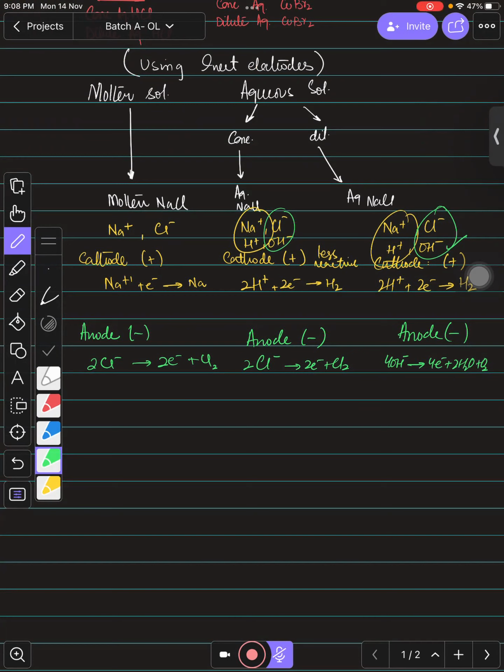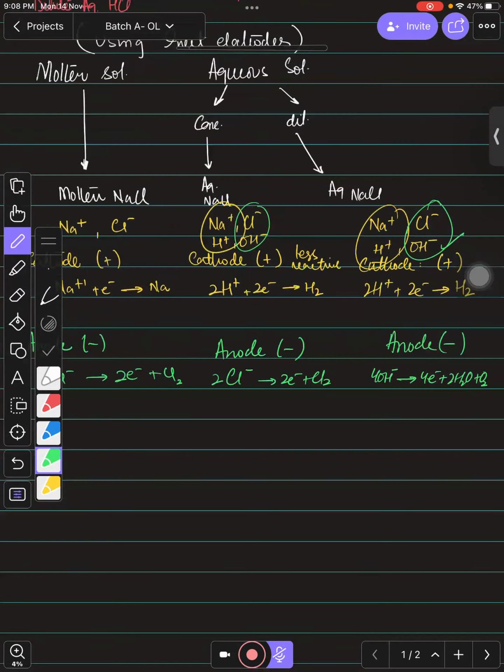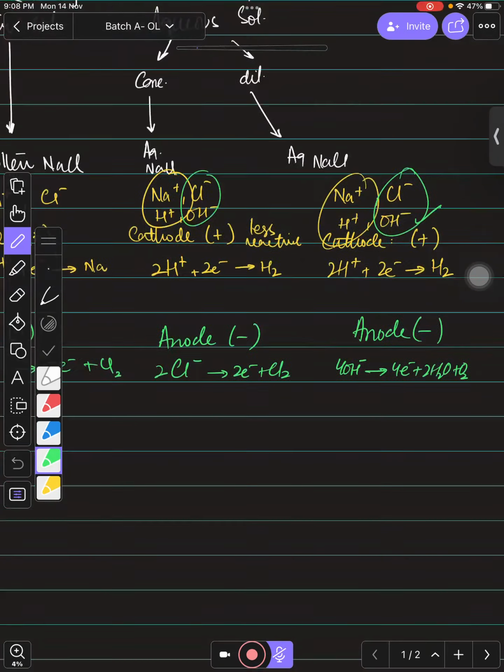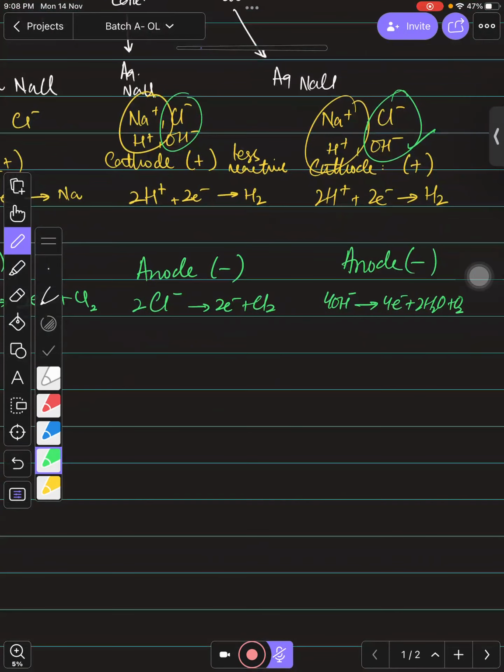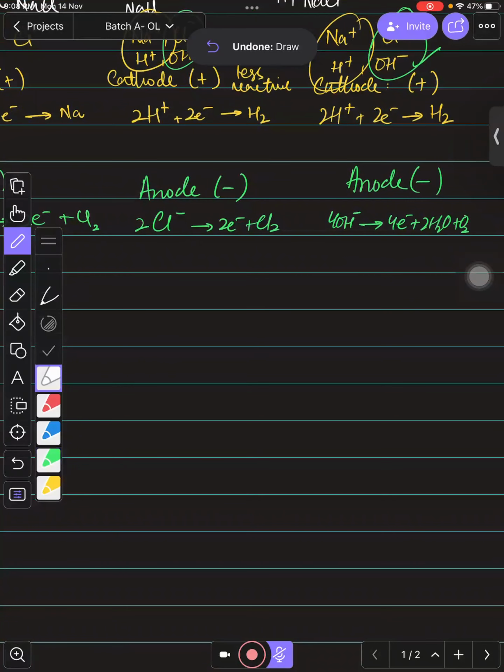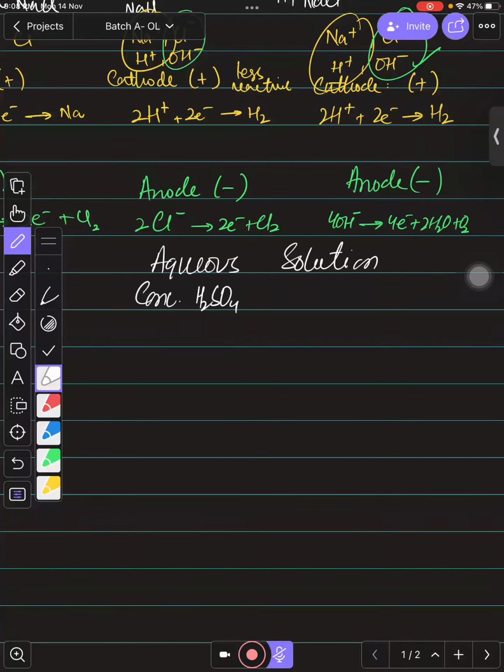Yes, sir. I just want to include one more thing over here in aqueous solutions. If I talk about an aqueous solution of sulfuric acid, we should have concentrated sulfuric acid and diluted sulfuric acid to understand this better.